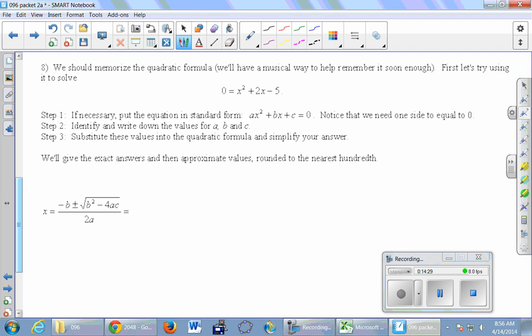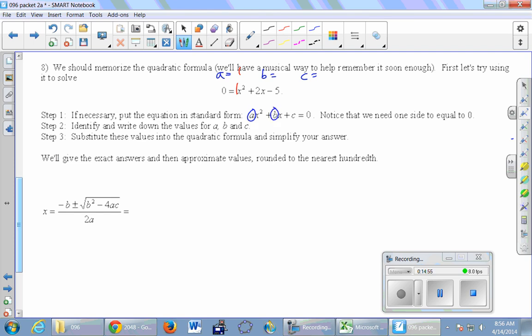Step 2, identify and write down the values for a, b, and c. Let's give it a shot. A equals, b equals, c equals. A is always the number touching x squared. What's the number touching x squared in our particular equation? It is 1. That's this one right here.